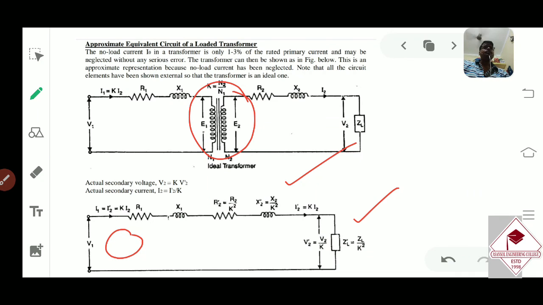In your exam, such a question may be asked to find the equivalent circuit of a transformer, so you have to proceed in this manner to get the result. Okay, so hope you understood.